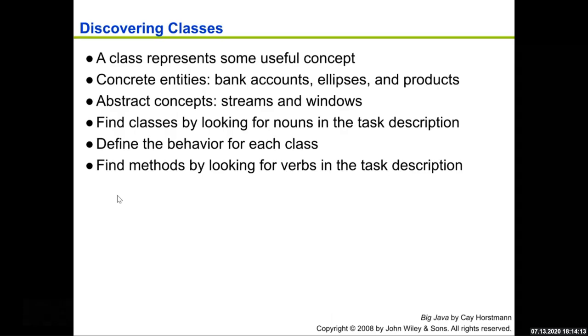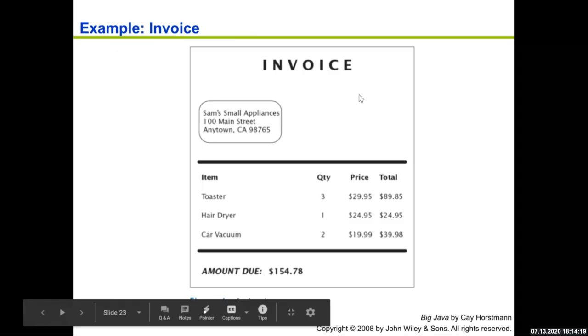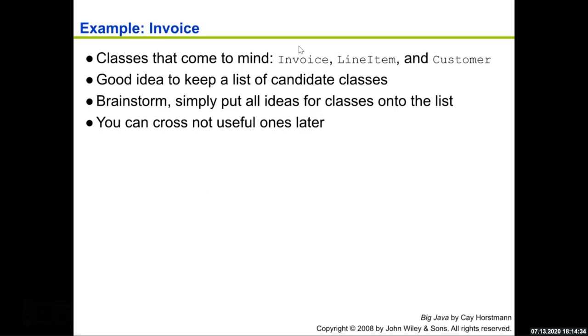So here we have an invoice. This is how businesses write out everything that happened. You've got the item, the quantity, the price, and the total. What are classes that could come to mind? Well, you could have class Invoice, class LineItem, class Customer. You keep a list of candidate classes, and then you brainstorm. You put all the ideas for classes onto the list, and then you cross out the ones that aren't useful later.